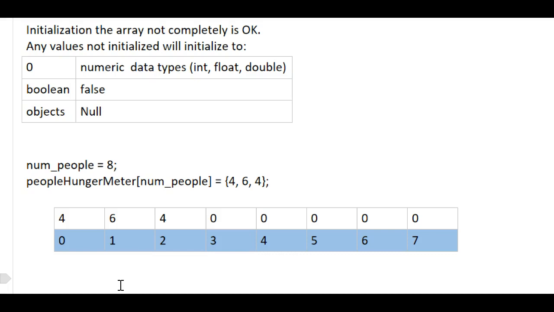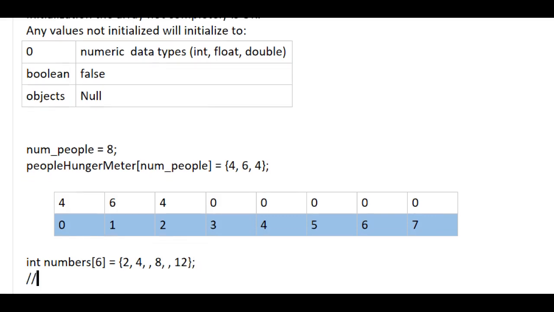You can't skip values. Just for a bad example of something not to do, declaring a numbers array of ints of size 6, and then trying to do something like this, skipping values in the initialization list. This won't work.